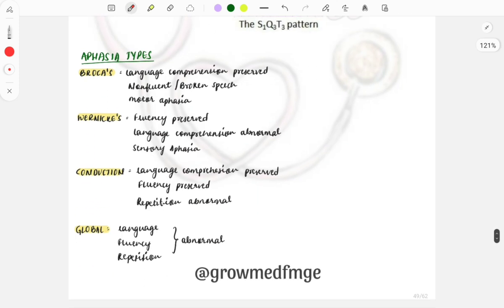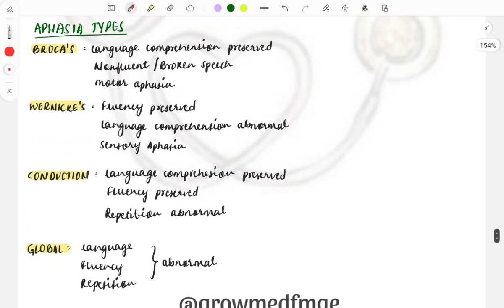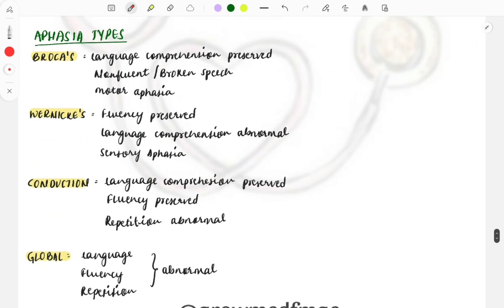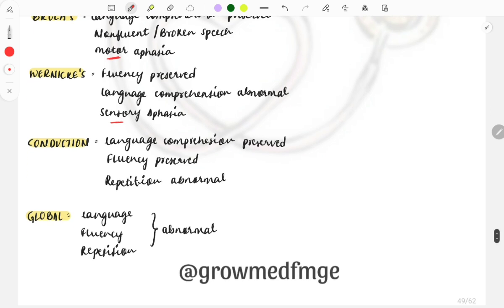Then aphasia, so this is also a repeat topic, and it is classified into Broca's, which is also called motor aphasia, Wernicke's, sensory, conduction, and then global.